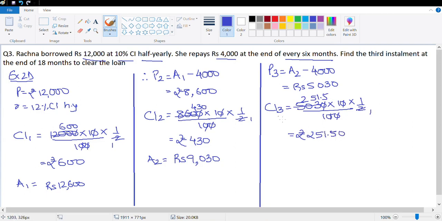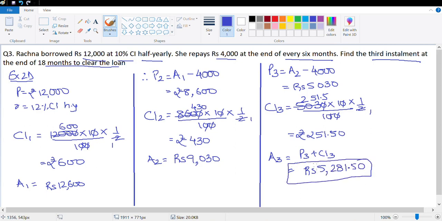Since it's money, I will write it with two decimal places, so this is rupees 251.50. Let's look at the question. It says find the third installment at the end of 18 months to clear the loan, which means amount 3 is equal to P3 plus compound interest 3, which is 5030 plus 251.50, which is rupees 5,281.50. So that's the money that she needs to repay to clear the loan completely. Good. Let's look at the next question.